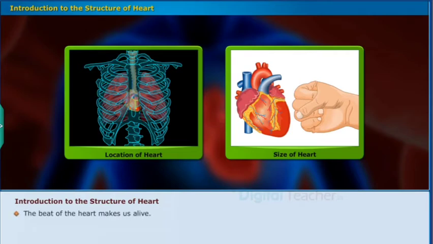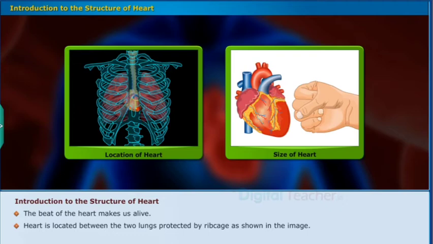The beat of the heart makes us alive. The heart is located between the two lungs, protected by the rib cage as shown in the image. Generally, the size of your heart is approximately the size of your fist.